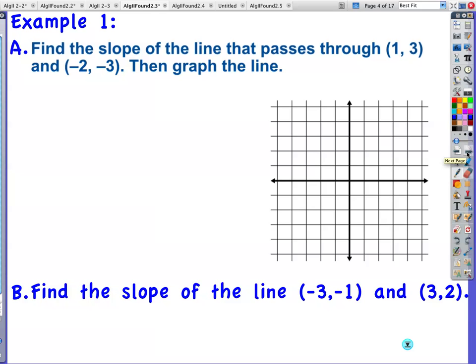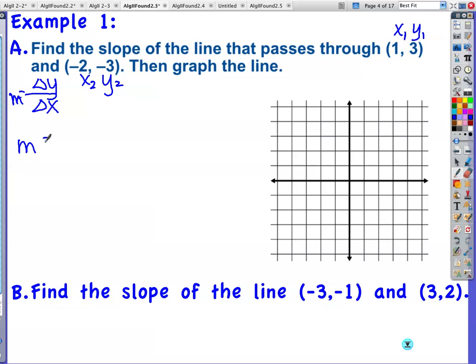Okay, find the slope of the line that passes through the points (1, 3) and (-2, -3), and then go ahead and graph the line. Okay, so let's go ahead and start with change in y over change in x. That's our slope. So here we've got (1, 3), and we've got (-2, -3). Let's go back to the basics. Here's x, y. This is x, y. Doesn't matter which one's 1, doesn't matter which one's 2, but I'm going to call this the 1s because those are first, and these are the 2s because they're seconds.